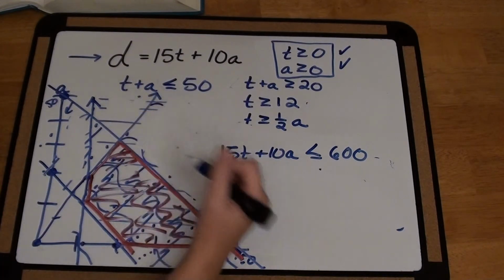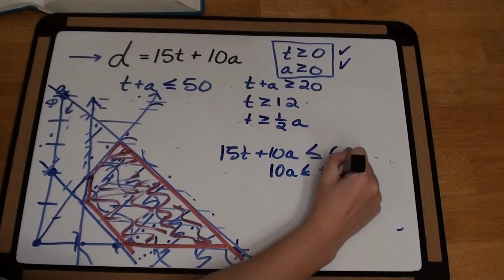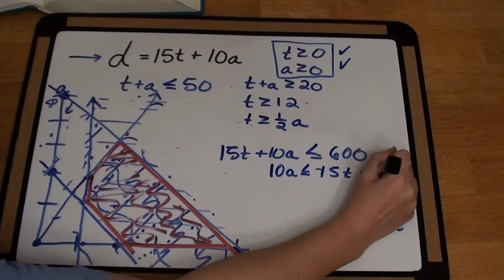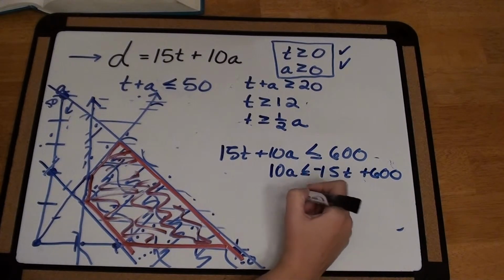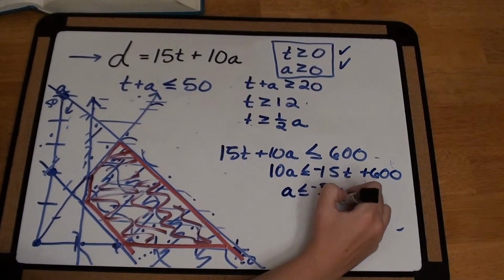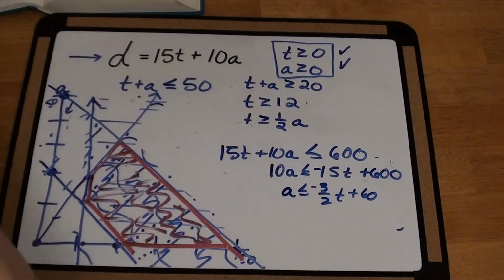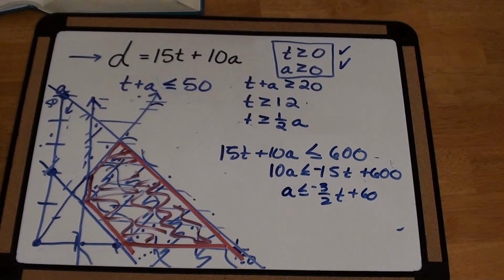And how they got to the line they have is they just solved it like this. They get 10a is less than or equal to negative 15t plus 600. Then they divide through by 10. So you get a is less than or equal to negative 3/2 t plus 60. They graphed that line to get an even smaller solution set. Now you could do that with 600,000. They go on to say you could do that with 400,000. These are the different things.